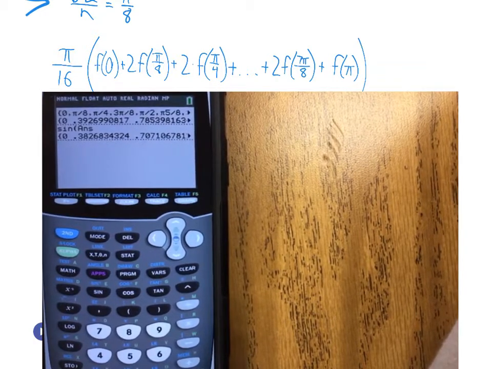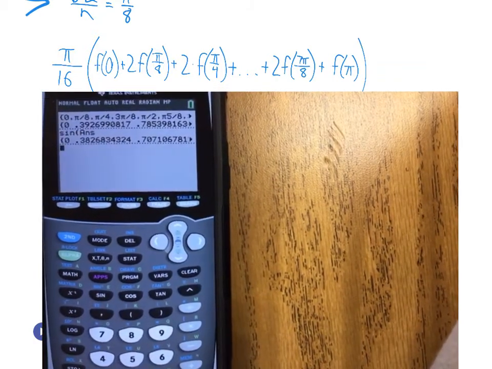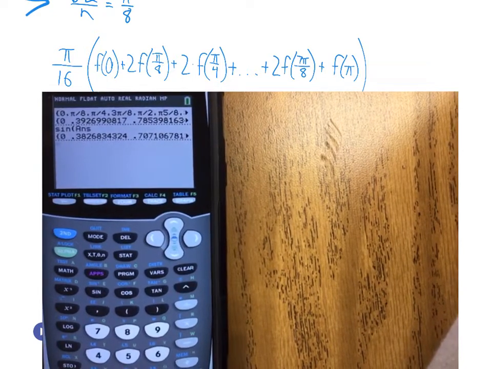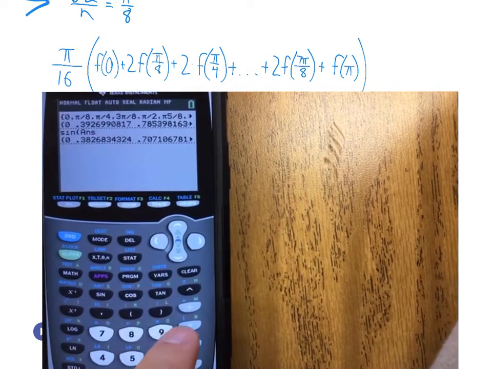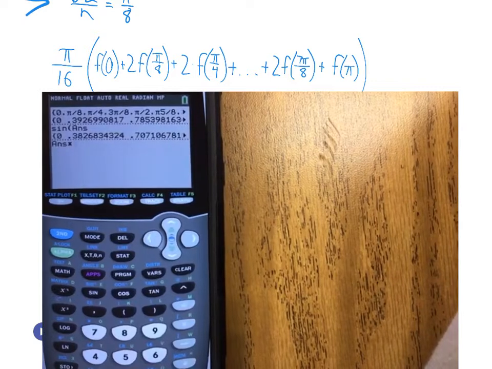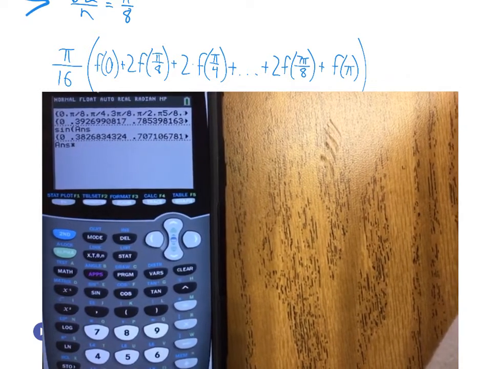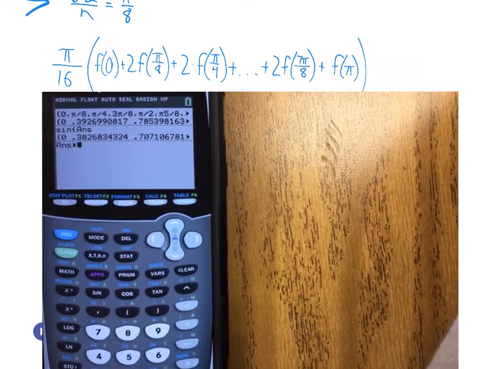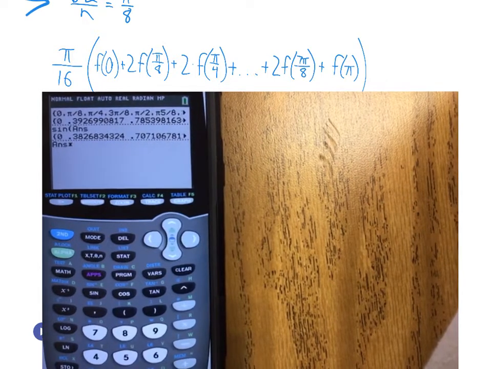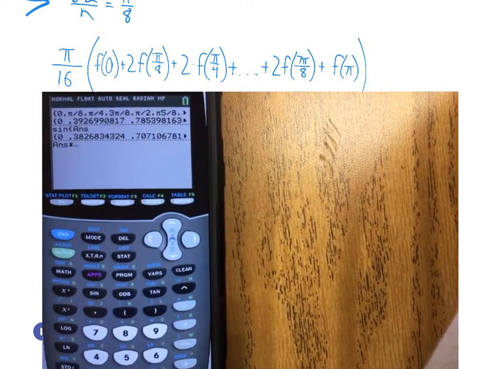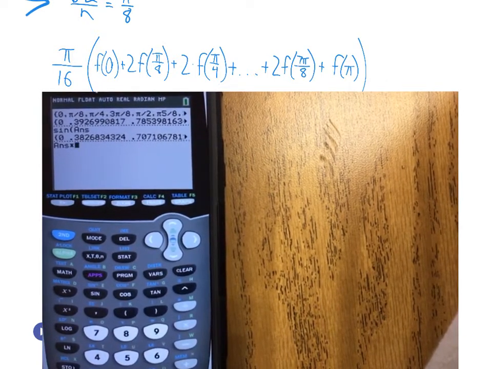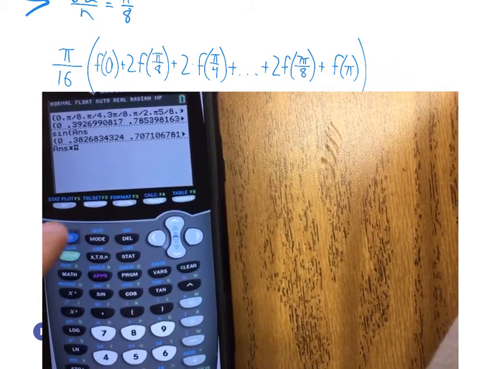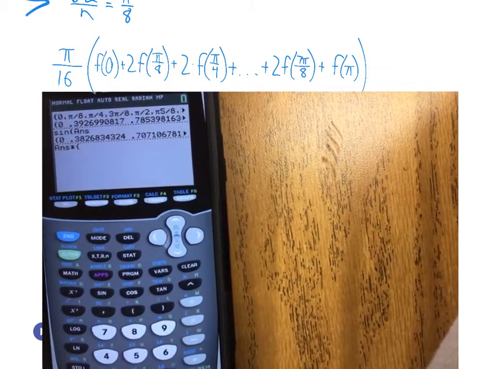Okay? Now, when you do this with a list, whatever operation you put on the list, it'll do it to each element inside the list. So if I did 5 times that list, it would multiply everything in the list by 5. So check this out. I do that, and there's the sine of pi over 8 is 0.3826, so on. All right?